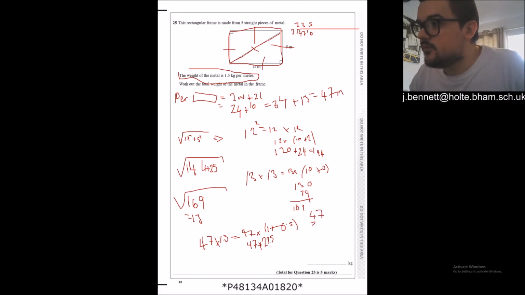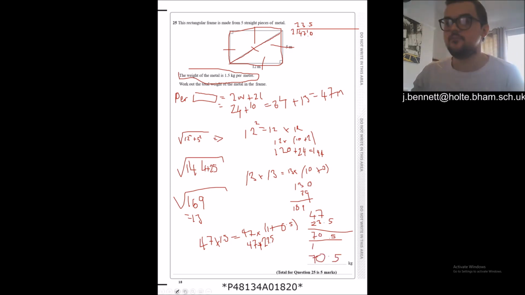47 plus 23.5. 5 plus 0 is 5. 7 plus 3 is 10. 4 plus 2 is 6, plus 1 is 7. So our weight is going to be 70.5. That is the answer to that question. That was quite long-winded, it went on for days, but we've gotten to where we want to be. Right, okay, let's carry on.